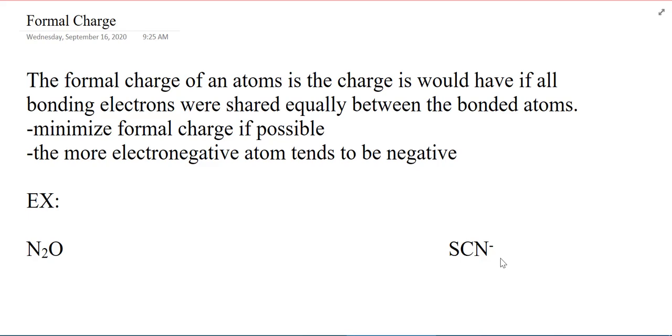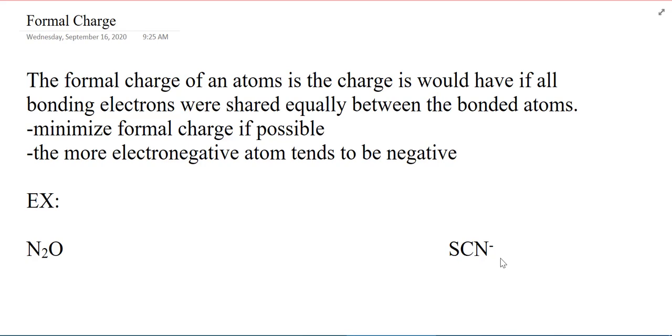Hey guys, welcome back. Let's talk about formal charge. It's the formal charge of an atom. This is not an actual charge, this is a formal charge. The formal charge of an atom is the charge it would have if all the bonding electrons were shared equally between the bonded atoms. I know we talked about electronegativity and the unequal sharing.